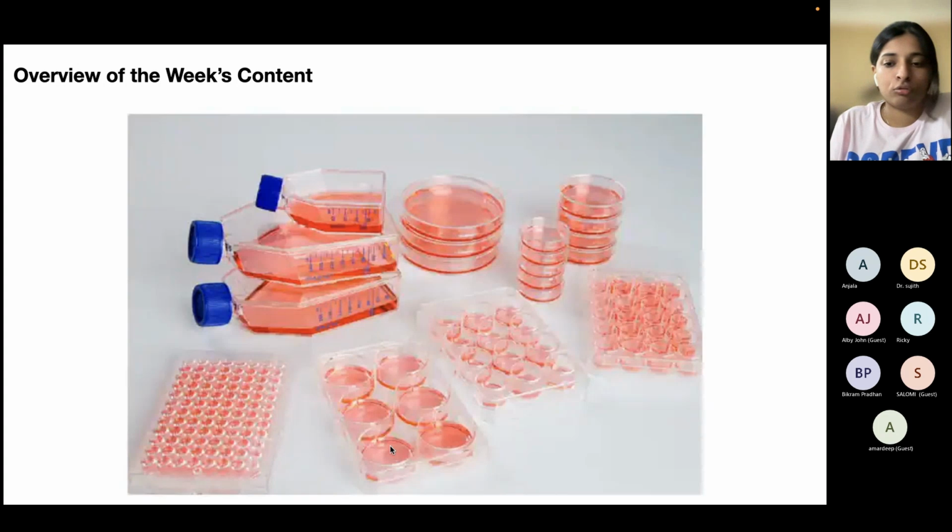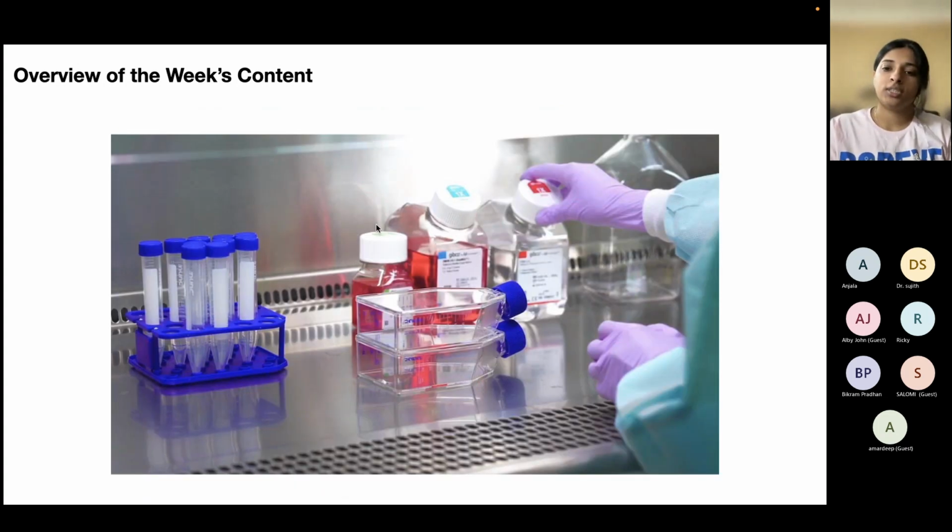Similarly, if you just want to compare two conditions, in one I'm supplying the cells with PBS and in one I'm not, what is the difference? You can simply use 6 well plates, and based on your need, modulate the number of well plates that you use. The other thing that you see inside this hood is the presence of these media.